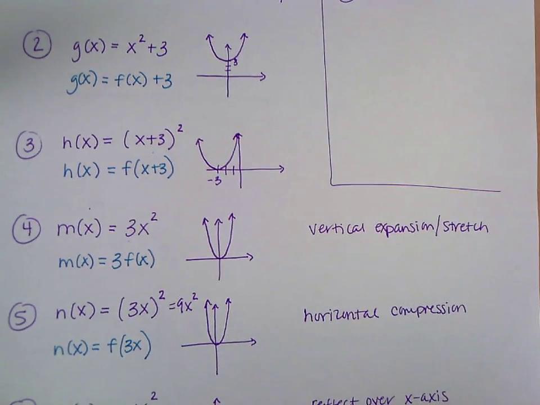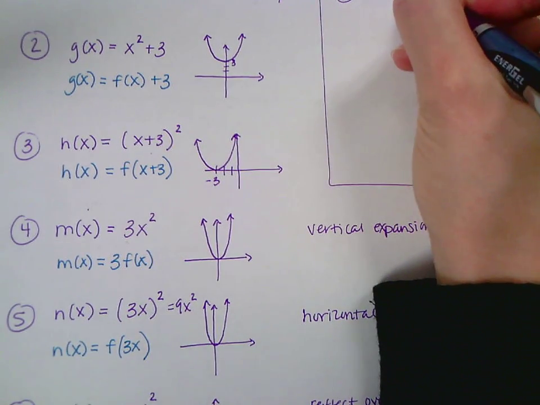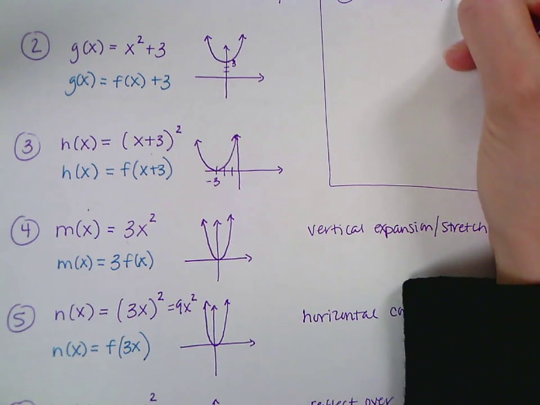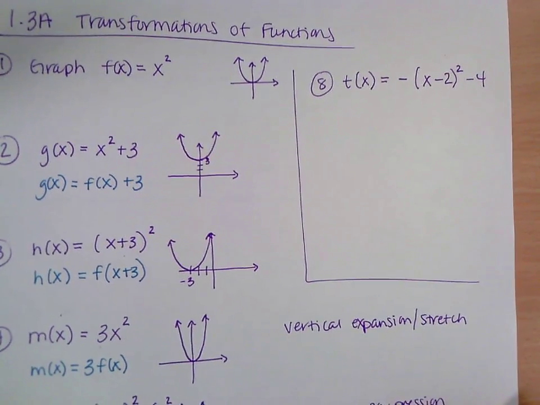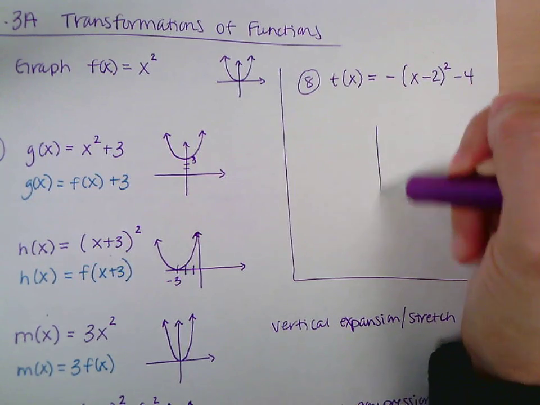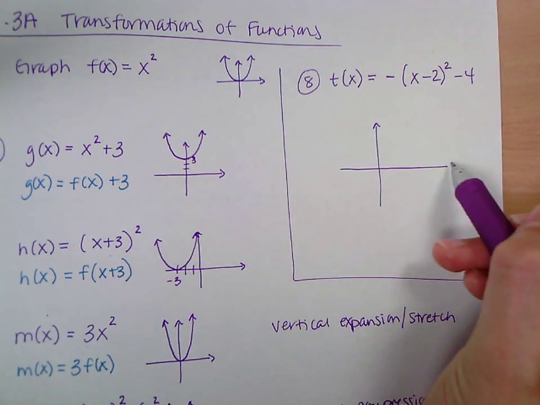Let's see, what letter can I use here? We'll use T. T of x equals the negative, or the opposite, of the quantity x minus 2 squared, minus 4. Make a sketch of that, and then we'll check if we all made a sketch of the same graph.